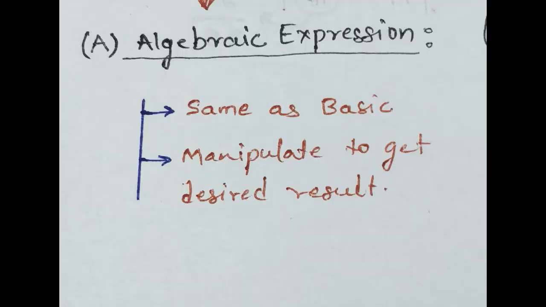Now moving on to the first subtype of partial differentiation using standard rules, which is using algebraic functions. This subtype is very similar to type 1, which was basics, but the difference here is that we are given a prove or show that. So after finding my partial differentiation, I have to manipulate my result to get the asked result. This was the algebraic expression type.